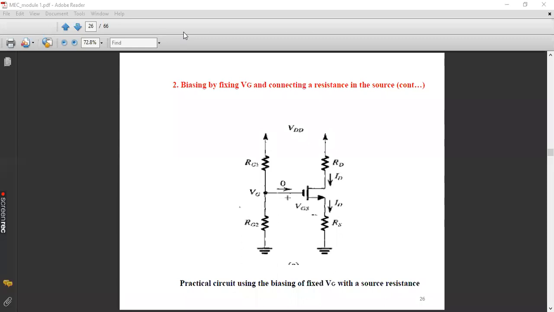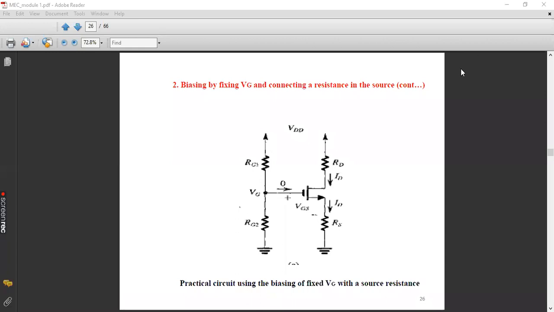So the difference between the first biasing technique, that is fixing VGS, and this one, fixing VG, is that there you don't have RS, but here we have connected an additional resistance RS, which will act as a degeneration resistance. And if you increase the value of RS, the Q point becomes more stable.